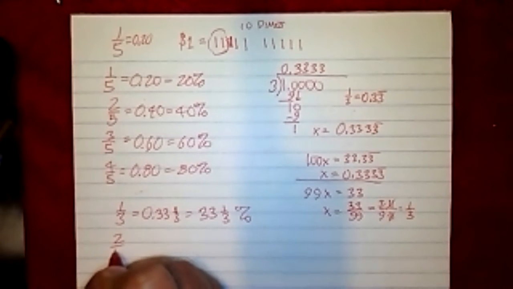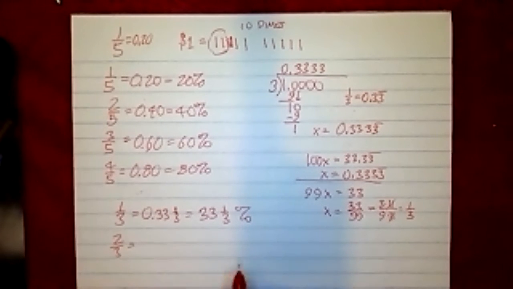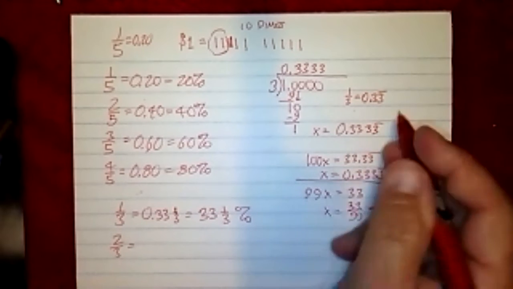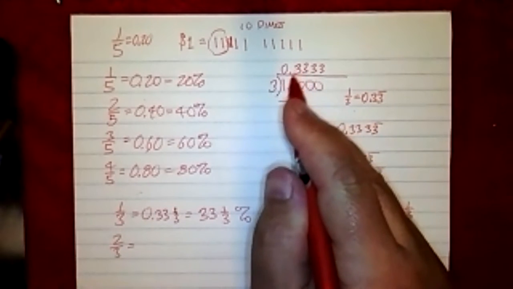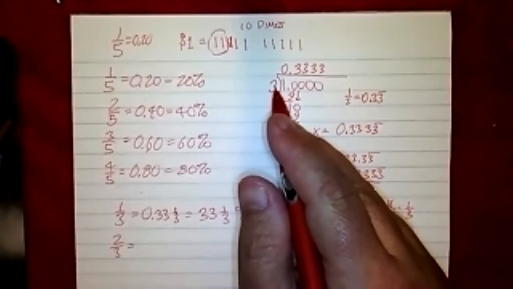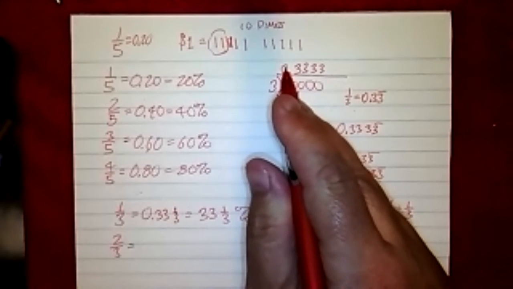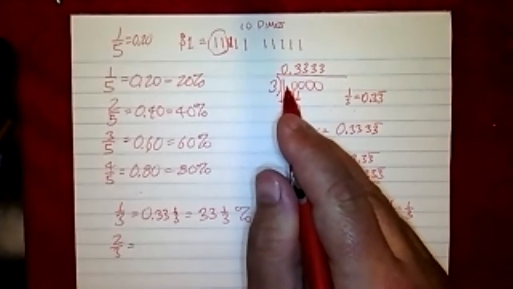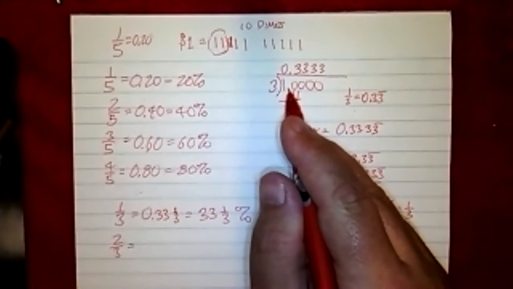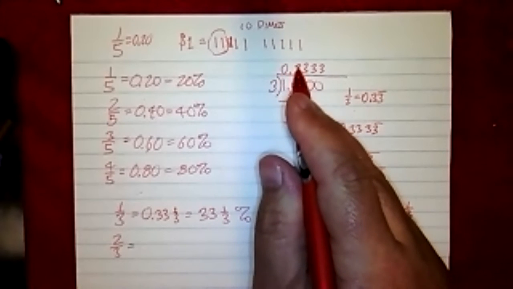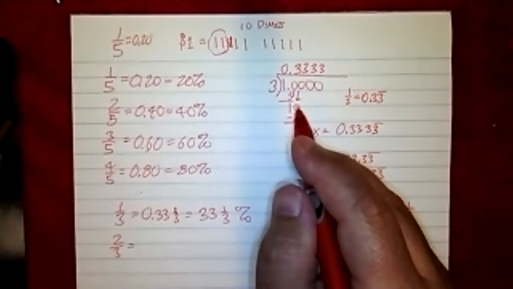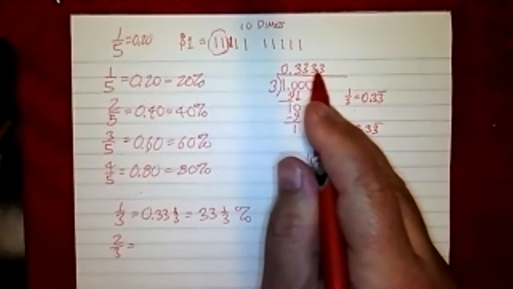Similarly, the other fraction of this type is 2/3, which I think you've all done this part before. When you divide that, instead of 2 here, you've got 3 going into 20. Obviously, 3 doesn't go into 2, I get a 0, but 3 does go into 20. How many times? It goes 6 times, because 6 times 3 is 18, so it'd be 6. 2 left over, bring down the 0, that's 20 again, so it's going to be 6, 6, 6, 6.